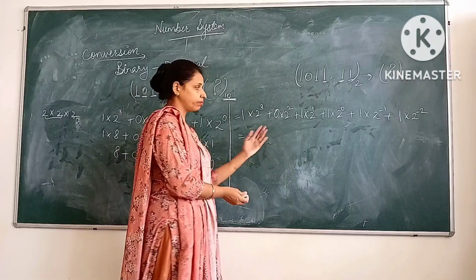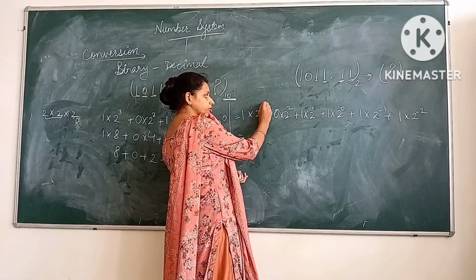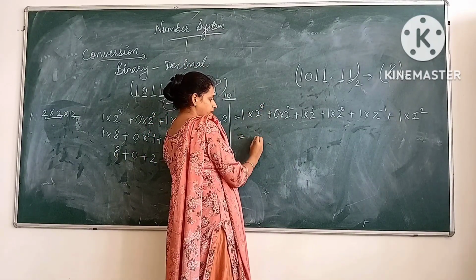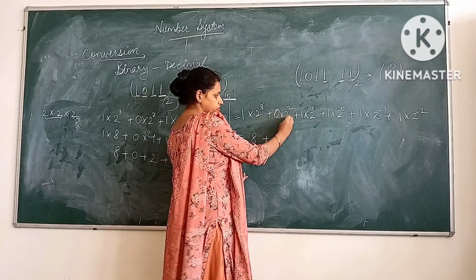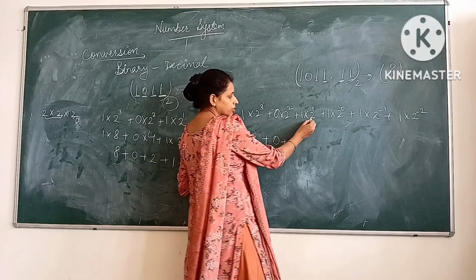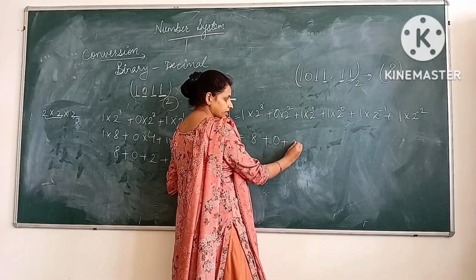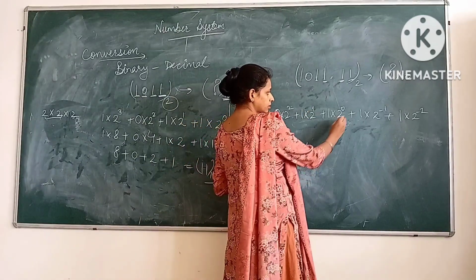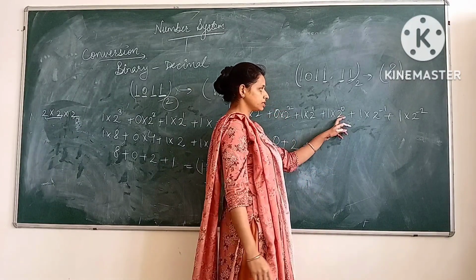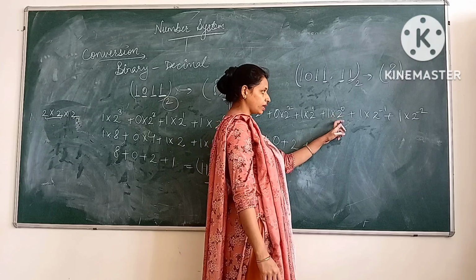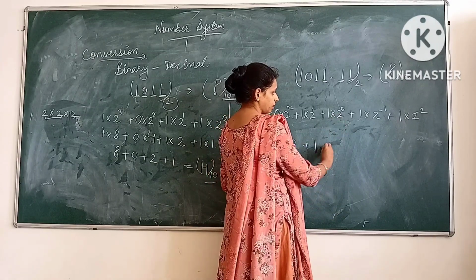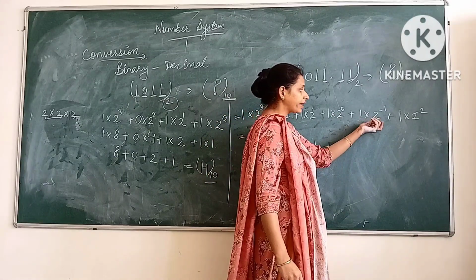Now in the same way, multiply. 1 into 2 raised to power 3 is 8. 1 into 8, 8. 2 raised to power 2, 4 into 0, 0. 2 raised to power 1, 2 into 1, 2. 2 raised to power 0 means 1. 1 into 1, 1. Now the negative power.